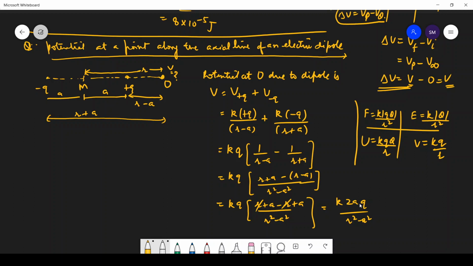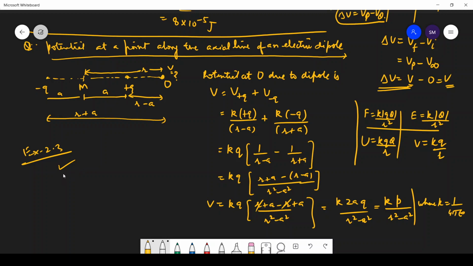And what is 2AQ? That is here P. So this will be Kp upon R square minus A square, where K is equal to 1 upon 4 pi epsilon. So that's the potential at O. So students, we need to find the potential this way. So I hope you have understood these concepts, and do the example 2.3 also today based on this concept. So you'll be able to do it.